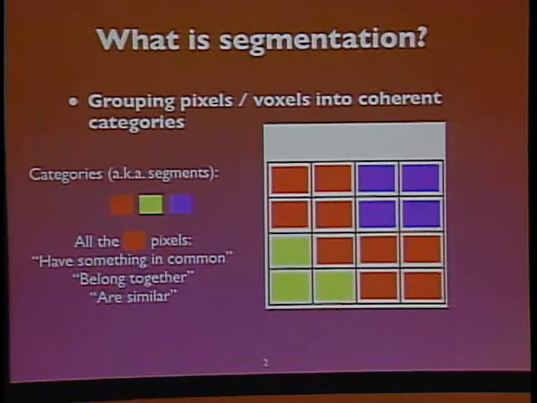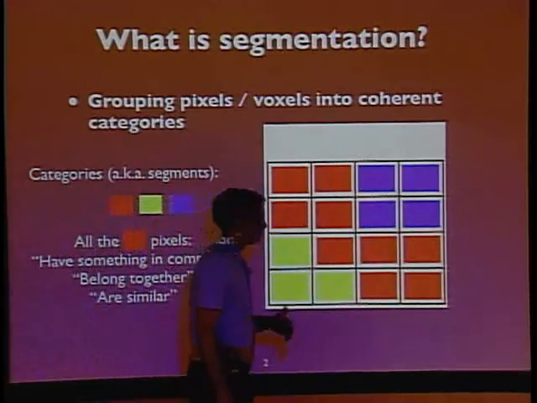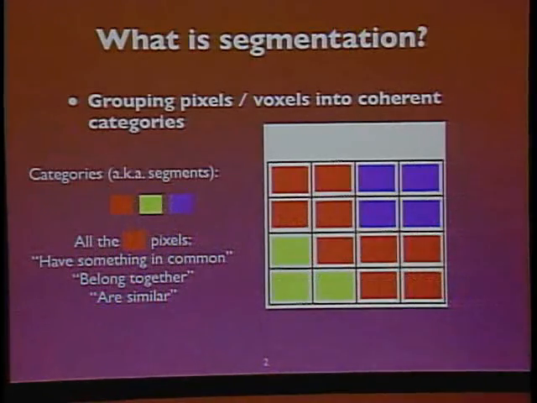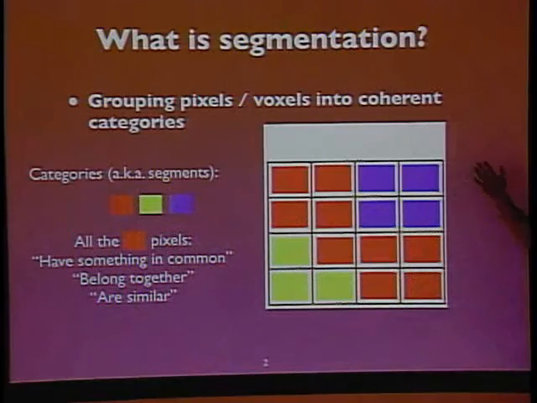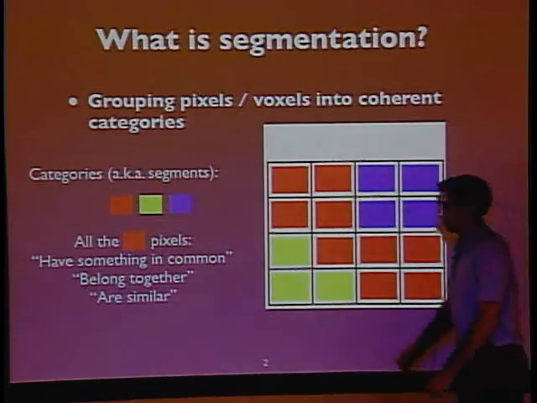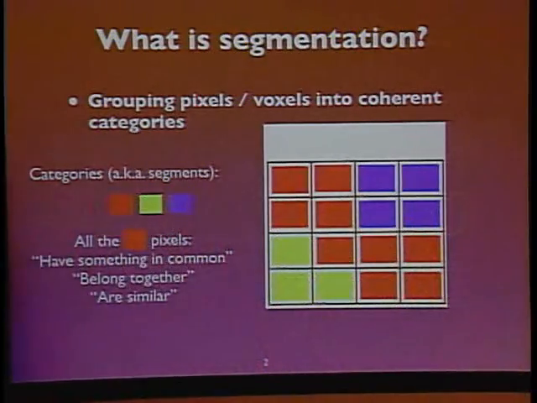So what we're going to do is take each of our pixels, aka voxels, and assign them to one of a small number of categories. So here I have made up 3 different categories, and I've assigned each one of my pixels to one of my 3 categories. So, obvious question that you start out with is, what do these categories represent?